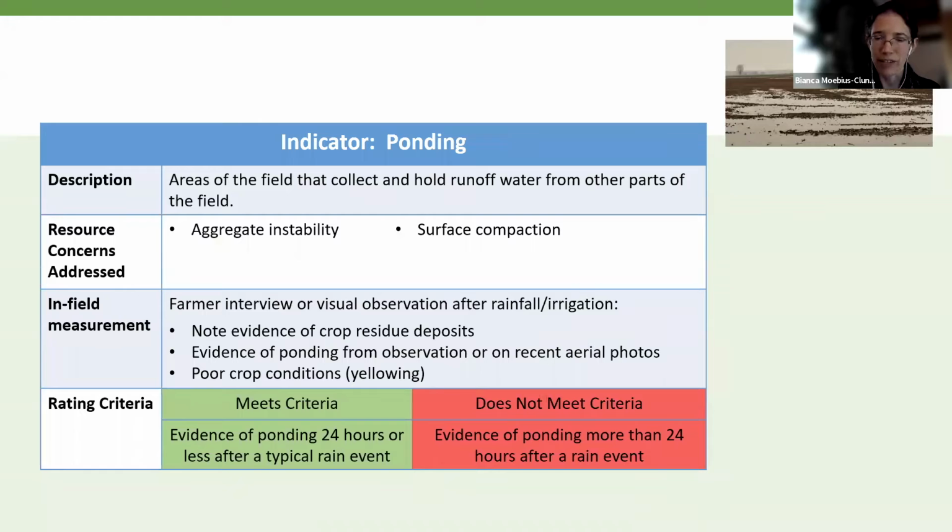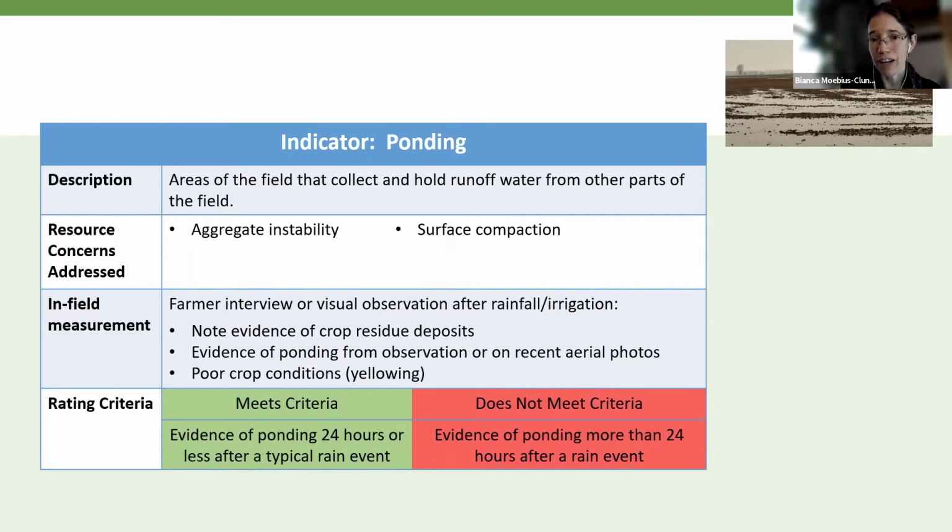Ponding, you don't always get out there right after a really intense rainfall, but if you get out there half a day later, certainly a day later, these criteria are set up to say, if you have evidence of ponding 24 hours or less after a typical rainfall event, you're probably okay. But if you can still really see that a whole day later, that's too much. That's going to really start stressing plants. It means that your soil is not infiltrating.